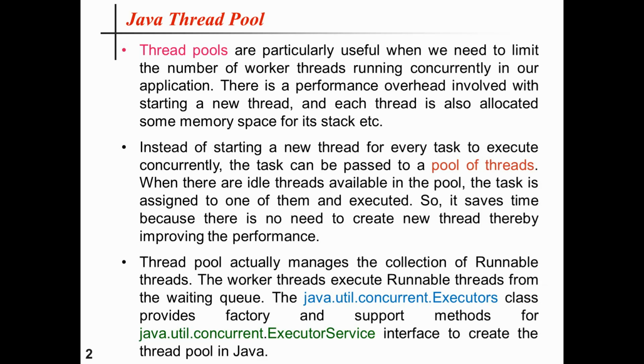Java comes with built-in thread pools in the java.util.concurrent package. Basically, a Java thread pool manages the pool of worker threads, or the user threads, and they are actually a collection of runnable threads. The worker threads execute runnable tasks from the waiting queue.